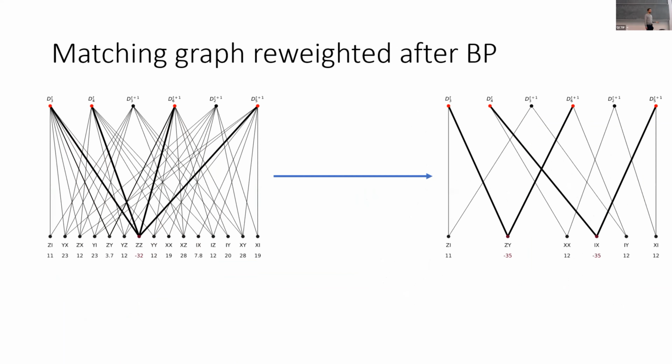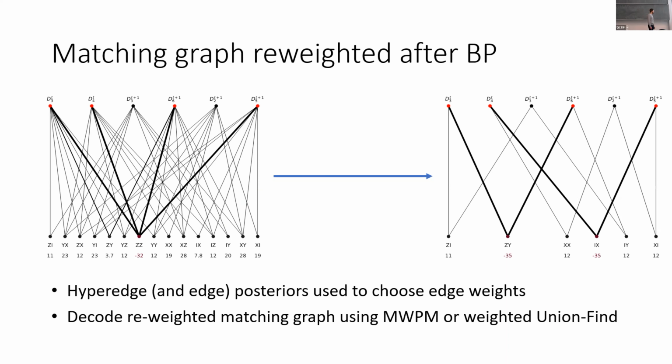However, BP on its own doesn't have a threshold for the surface code. That is owing to a problem called degeneracy and split beliefs in BP. So instead, we use these posterior marginals output by BP to set edge weights in a matching graph. The matching graph just contains edge-like failure mechanisms where each fault flips 2 detectors and no more. So we set the edge weights based upon the hyper-edge failure probabilities and the edge failure probabilities output by BP. And then we can decode this reweighted matching graph either using matching or weighted union find.